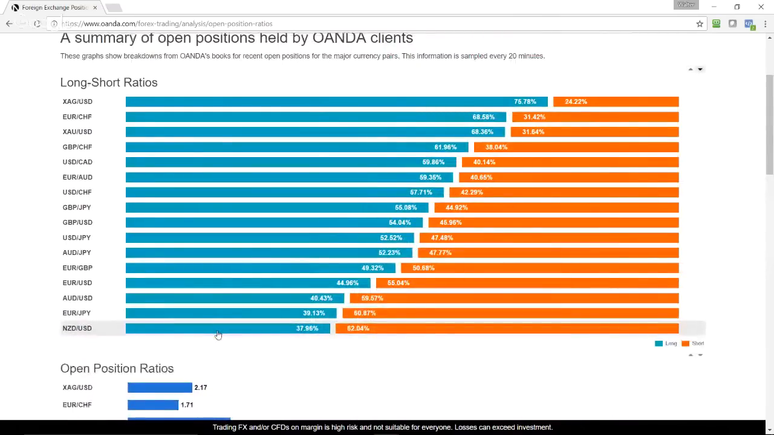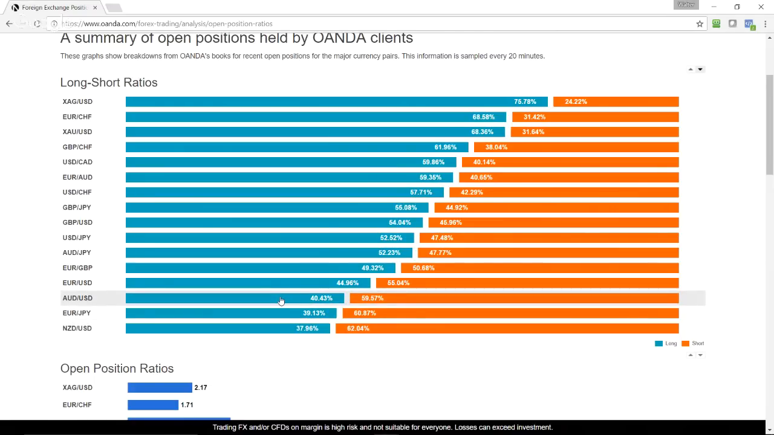Now, here's another one I'll show you, which is what? New Zealand dollar. Look at that. All of these people are doing what? They're trying to sell the New Zealand dollar. And what that means is as this inches up towards 70%, it's going to be a really good idea to buy the New Zealand dollar, right?